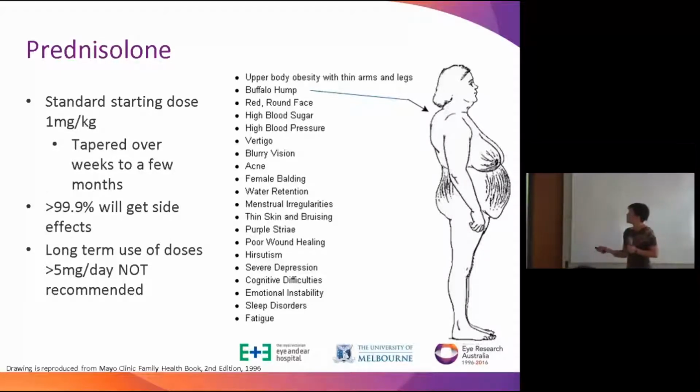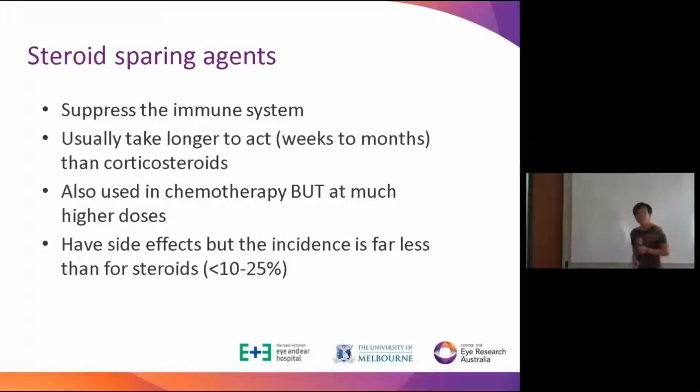What do these do? They suppress the immune system. They take longer to act. So usually you have to start the methotrexate or steroid-sparing agent at the same time as your prednisolone, wean off the prednisolone over a long period of time, so a few months, at which point it's hoped that the steroid-sparing agent will maintain that gain. Adding the steroid-sparing agent doesn't boost the amount of anti-inflammatory action on the uveitis. It maintains the gain of the corticosteroid that you're using, whether or not it's systemic prednisolone or injected therapy.